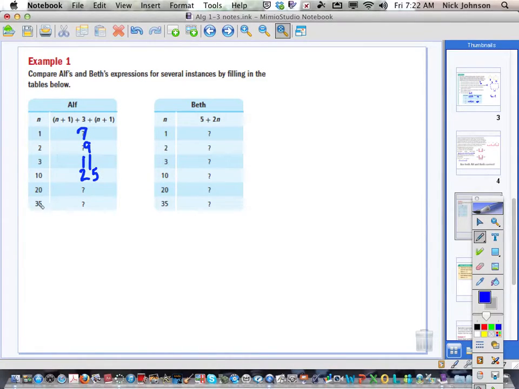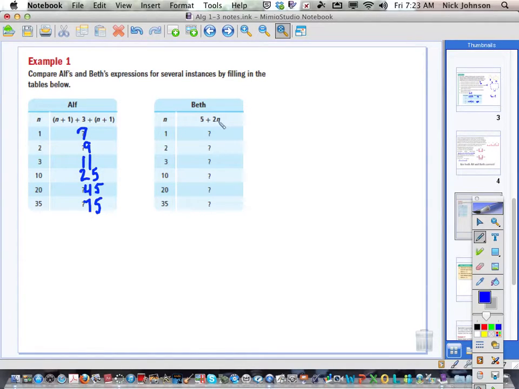If I put 20 in here, 21 plus 21 is 42, plus 3 is 45. If I put 35 in here, 35 plus 1 is 36, so 36 plus 36 is 72, plus 3 is 75. Let's check out Beth's now.